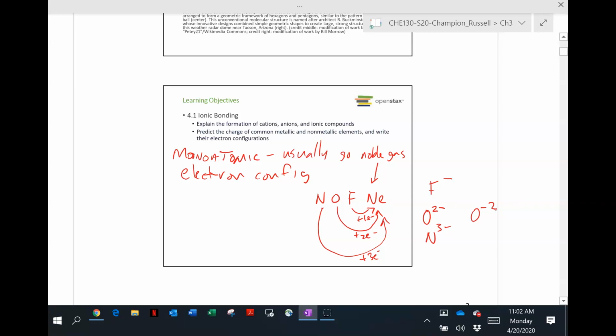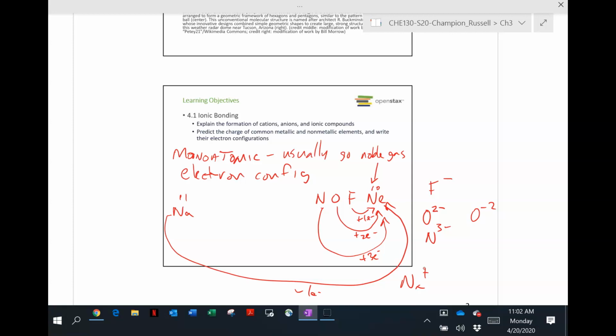On the cation side, if we go back over here after neon, the next element is sodium. Sodium is element 11, neon is element 10. Sodium can give up 1 electron, so minus 1 electron, and that gives us the sodium +1 ion. So we know that group 1 tends to be +1, group 2 tends to be +2.